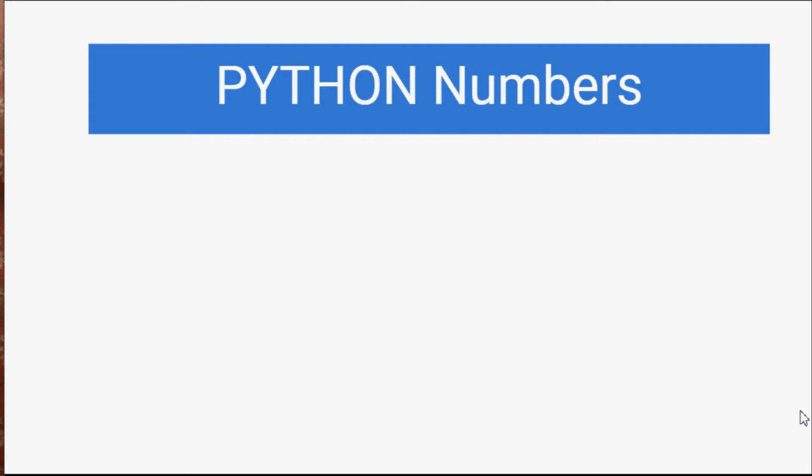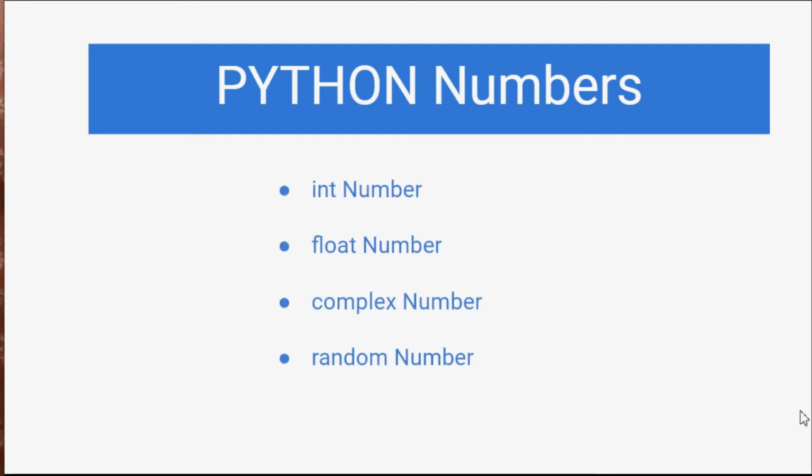In Python numbers we have four types: a number could be an integer, a float, a complex number, or a random number. Now what is that random number? I specify a particular range, and my compiler fetches a random value from that range itself. So let's look at the code and see how this works.